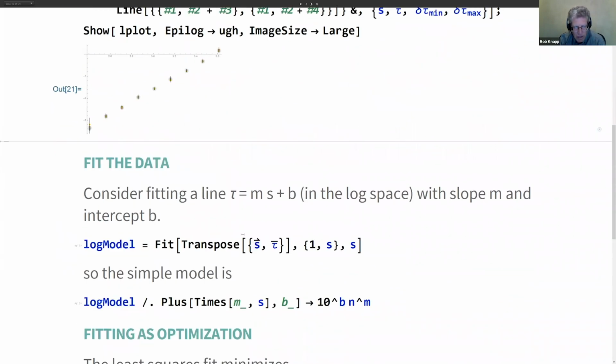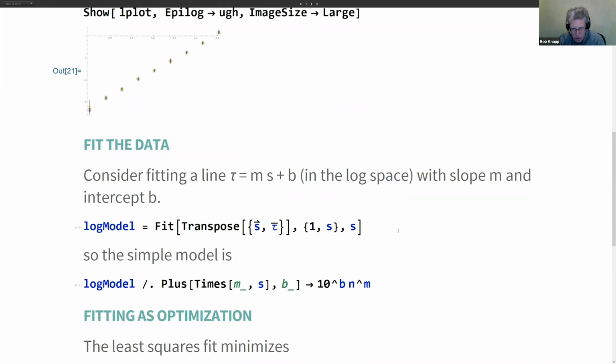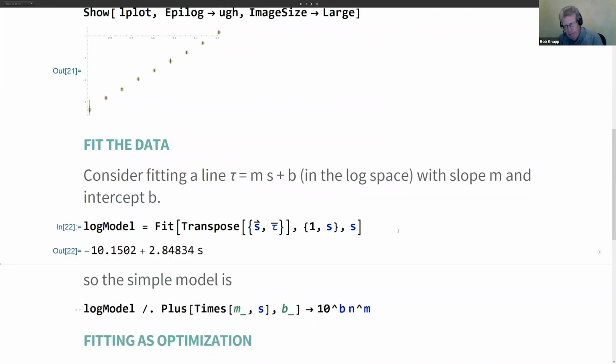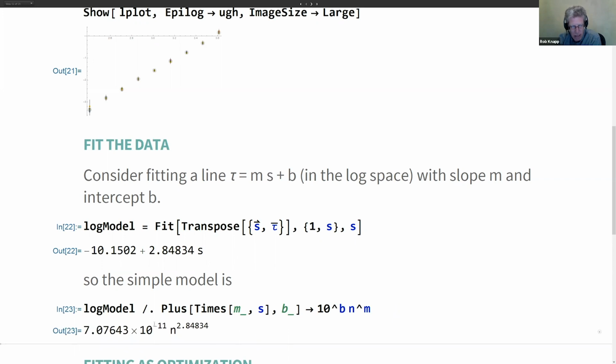So now let's fit the data. The easy way to fit the data is just to use the command Fit. We don't need to actually do optimization, it's a linear algebra thing. And I get a fit like this, and the translation to an actual asymptotic model is that we take 10 to the power of that, so it's basically some small coefficient times n to the 2.84.